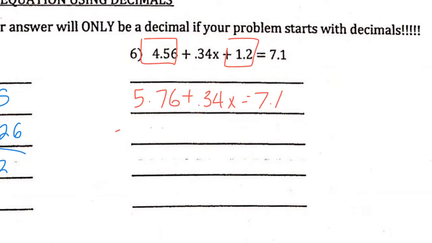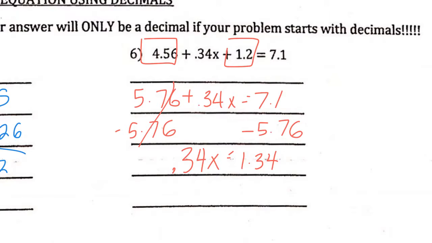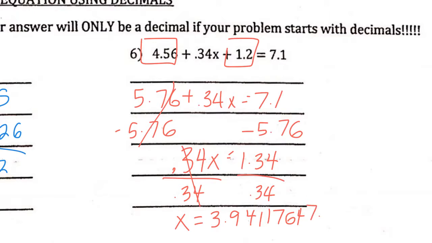Now we are going to subtract 5.76 from both sides. That cancels out, and we are left with 0.34x is equal to 1.34. When we divide both sides by 0.34, we end up getting x is equal to 3.94117647, and it keeps on going.